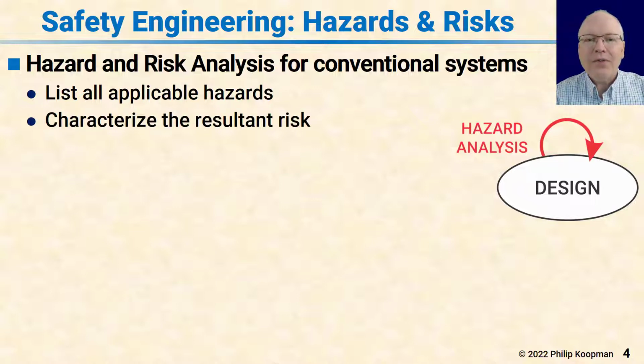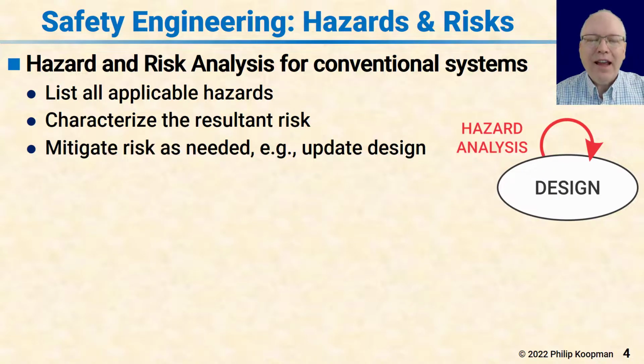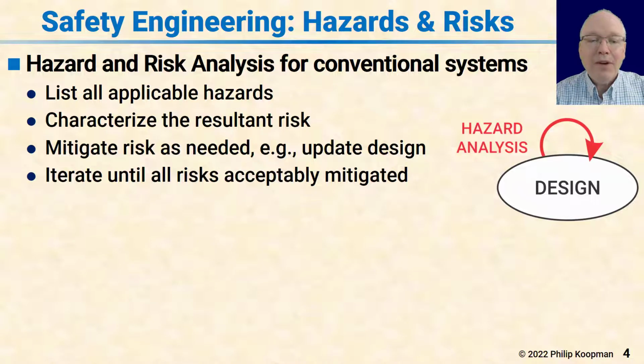You characterize the resultant risk of each hazard, and you make sure that any hazard that is too risky is mitigated. You update the design, you limit the operational design domain of the system so it just doesn't operate in areas that you cannot control the hazards adequately, and so on. And you keep iterating. You find a hazard and mitigate it, you find a hazard and mitigate it, until the overall risk presented by the design is acceptable. And at that point, it's time to deploy.